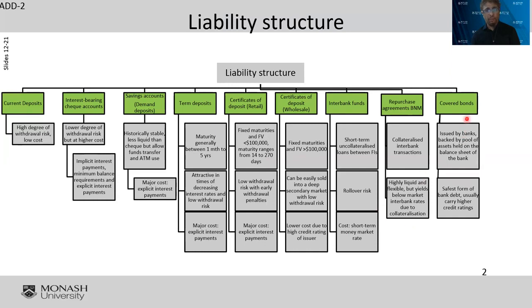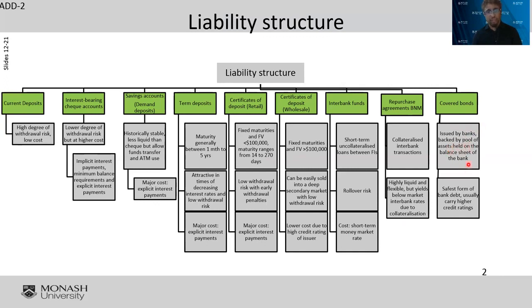We have covered bonds, and this is maybe the last one. You can issue bonds. They can be issued by banks, backed by the pool of assets held on the balance sheet of the bank. It is the safest form of bank debt and usually carries a higher credit rating.